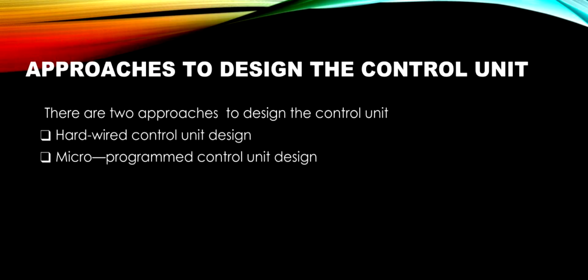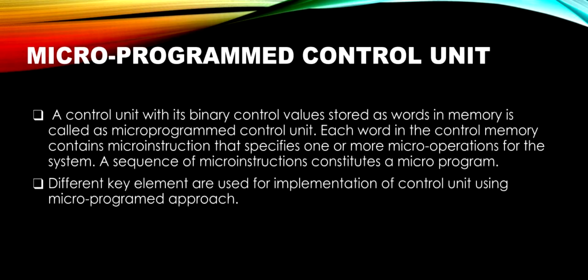There are basically two approaches to design control units: the hardware control unit design and microprogram control unit design, but we will discuss microprogram control unit designs. Now, microprogram is a type of control unit with its control value stored as a control word in memory. Microprogram dictates the order in which CPU operations should take place.